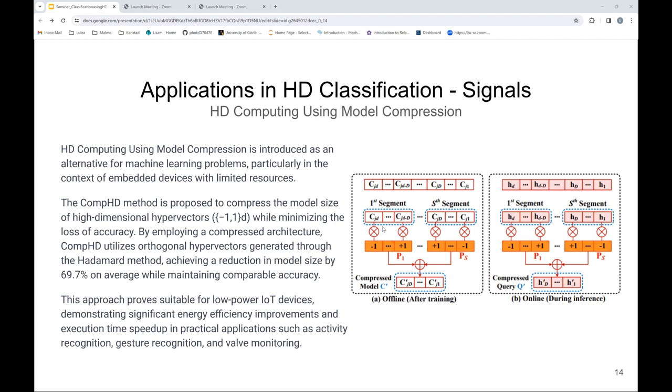This approach proves that these kinds of methods can be used in IoT devices, which don't normally have high computational capacity, and demonstrate significant energy efficiency compared to normal applications running on more powerful processors. This is particularly useful in applications such as activity recognition, gesture recognition, and valve monitoring.